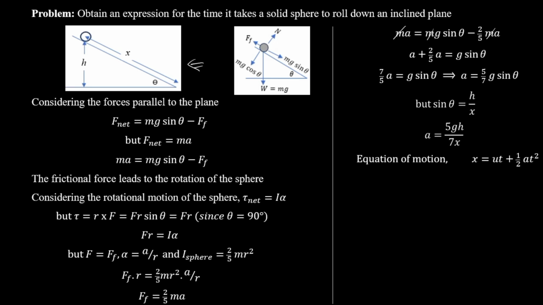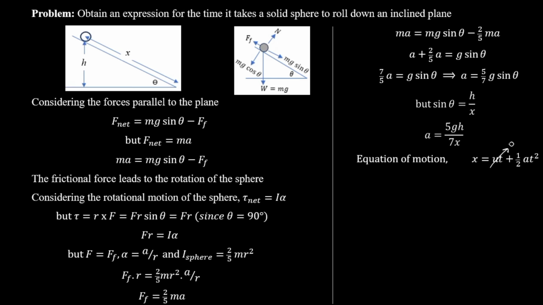Now in this case we're studying a sphere that rolls freely. It falls freely along the inclined plane, so it is not pushed. As such, its initial velocity is 0, so this part collapses to 0. And as such we'll have that x equals half at squared.